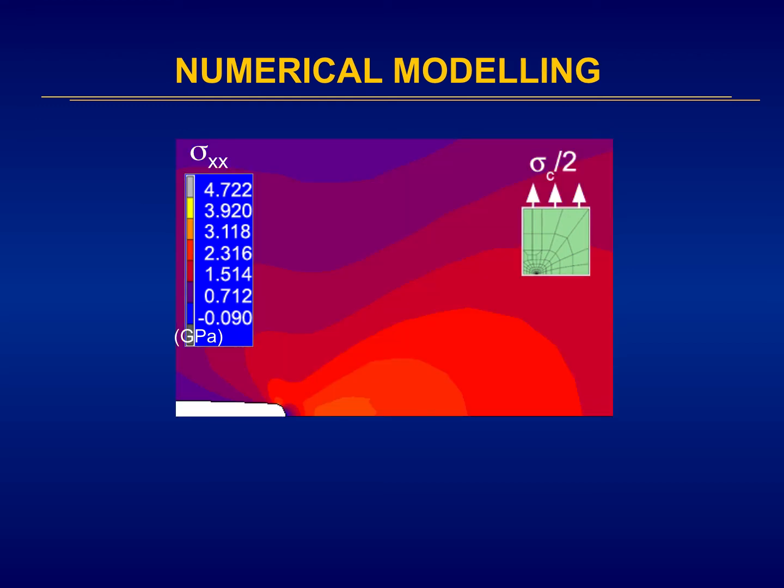We increase the load to half of the critical remote axial stress, and we represent the horizontal stress, sigma XX, perpendicular to the remote axial stress, which is oriented in the y-axis, called rolling direction, or axis.